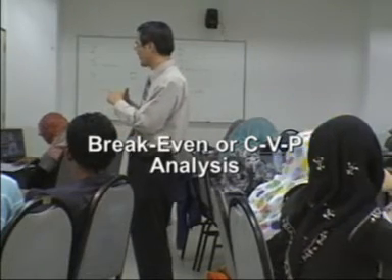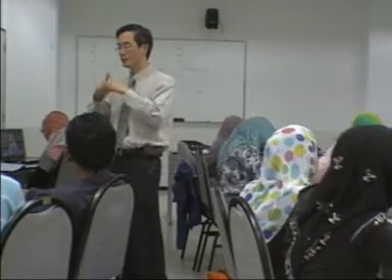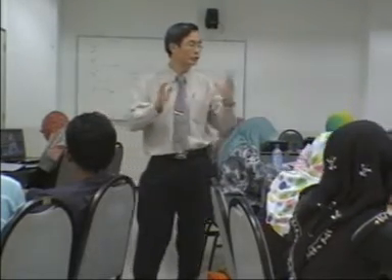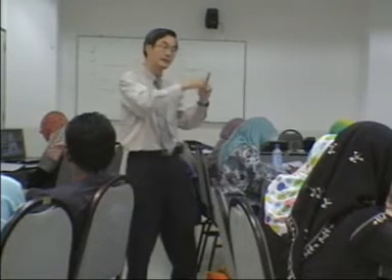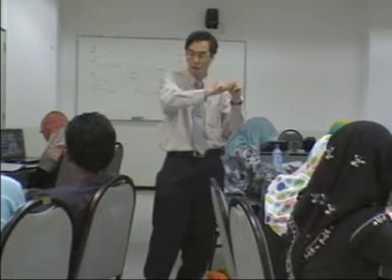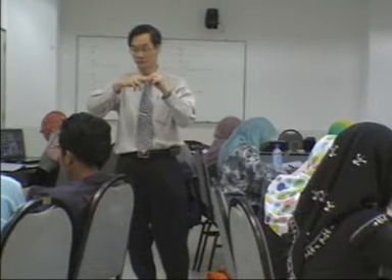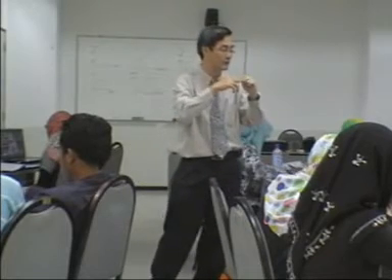Now, the first assumption that we need to have is that all the costs that you have here can be subdivided into two types of costs. First is the fixed cost. The second one is the variable cost. Now, that's why I want to go through with you the fixed and variable cost. Now, what do we mean by fixed cost?